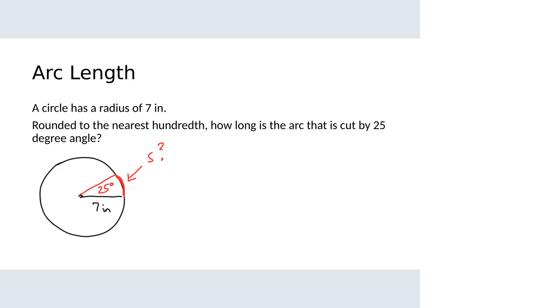And so here's how we set up a proportion to answer this question. What we're going to set up is the idea that all the way around this circle, the circumference would correspond to 360 degrees. And the proportion that goes with this is, S, this arc length that I'm looking for, is only 25 degrees around the circle. So the circumference is to 360 as the arc length is to 25. Hopefully the logic of that makes sense. If it doesn't, you let me know.